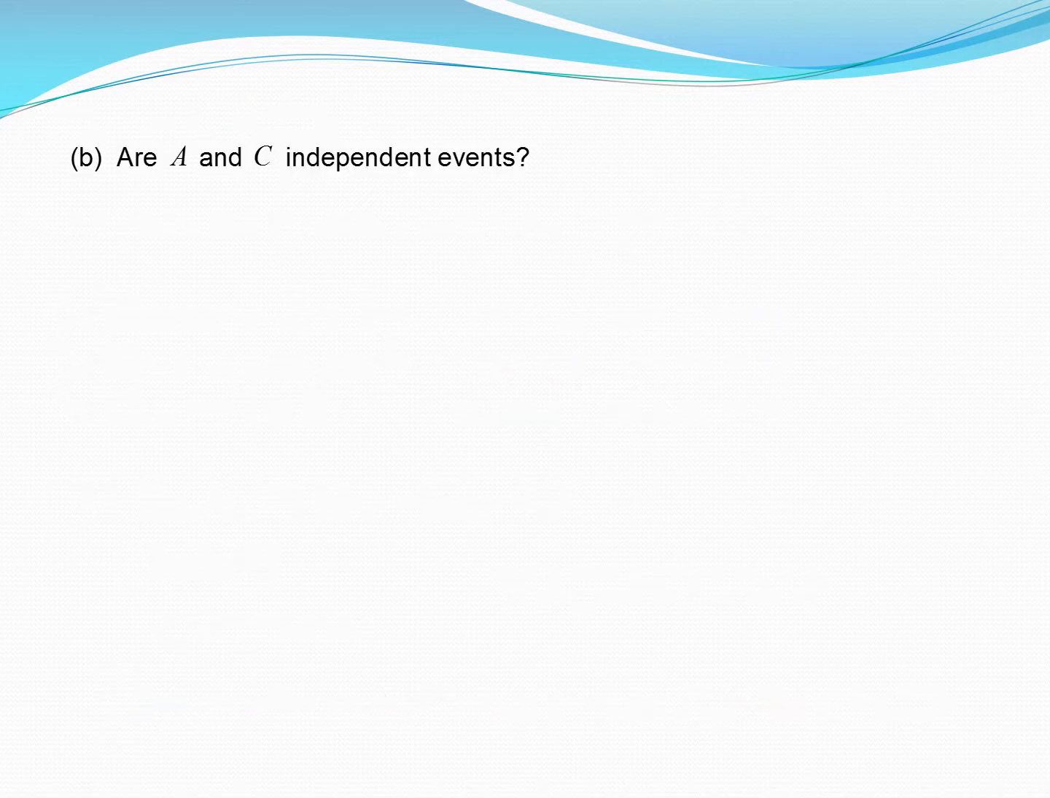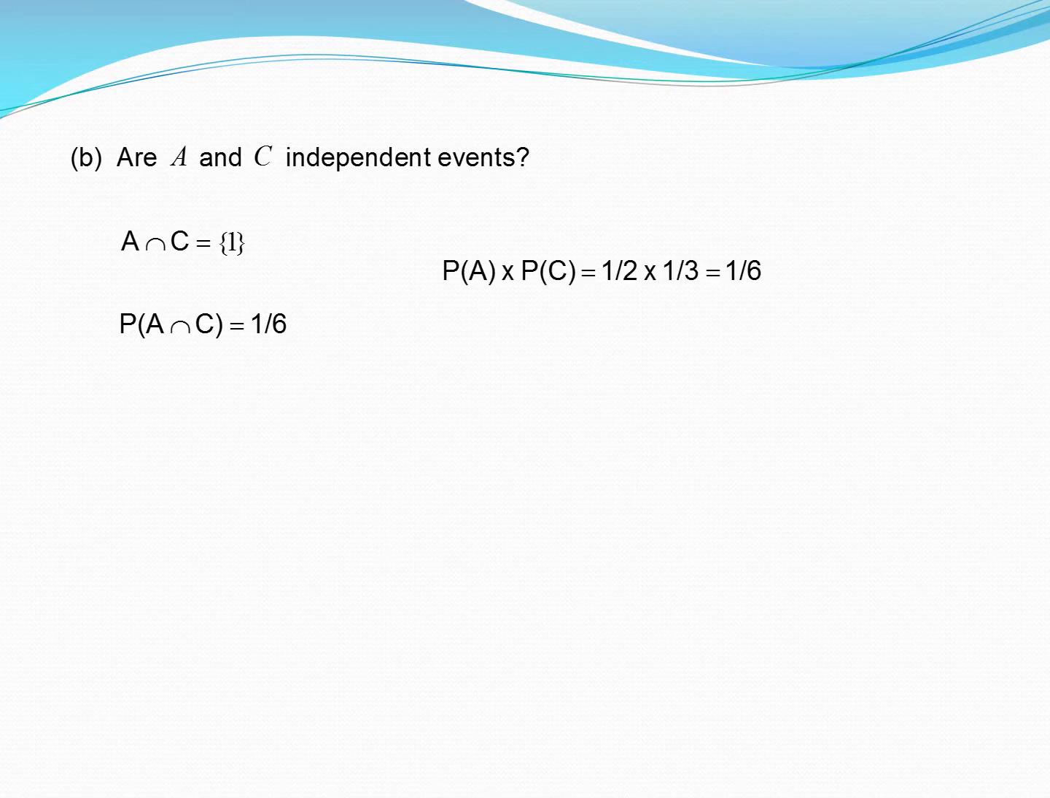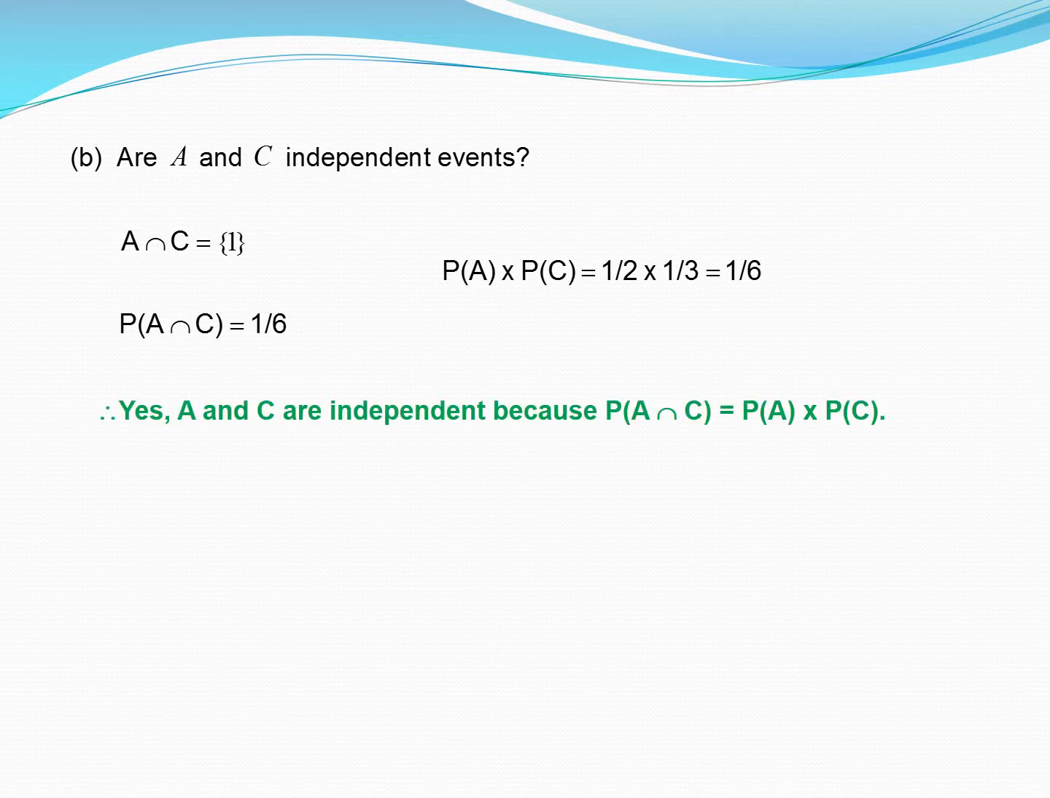In question B, they ask you, are A and C independent events? A and C have one outcome in common, which is a 1. So the probability of that intersection will be 1 over 6. If you multiply the probability of A and the probability of C, you will get 1 over 6 as well. So that means that A and C will be independent because the probability of the intersection is indeed equal to the probability of A times the probability of C.